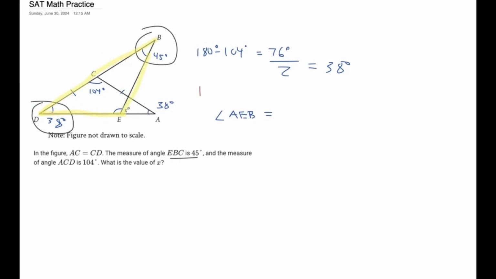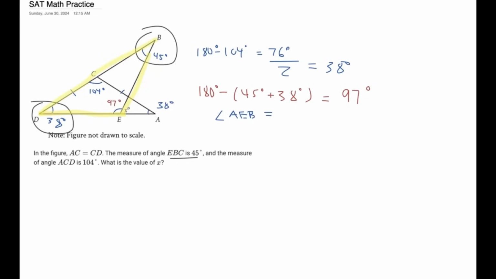There is 180 degrees in a triangle. So if we found two of the angles, 45 degrees and also 38 degrees, then we can find the last value. And this last value, let's do some quick maths. I think that is 97 degrees. Okay, so angle E is 97 degrees.